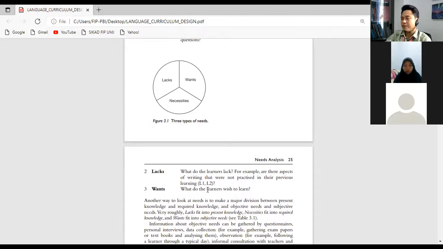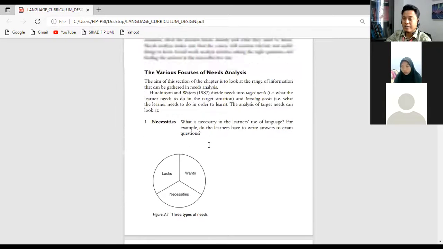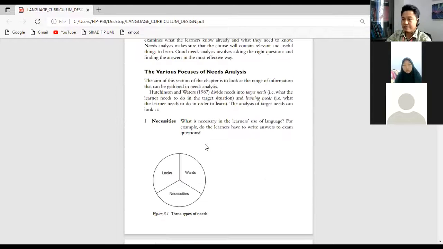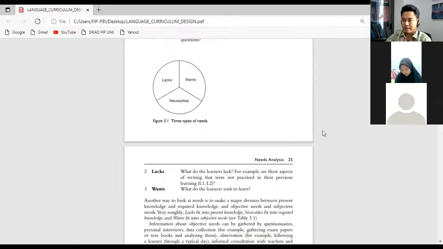And then what is it that you want here? What do the learners wish to learn? So your goal, your expectations, your target in learning a language. Okay, is that clear enough for this one? Needs analysis, and then various phases of needs analysis, and then necessities, lacks, and then wants, guys.